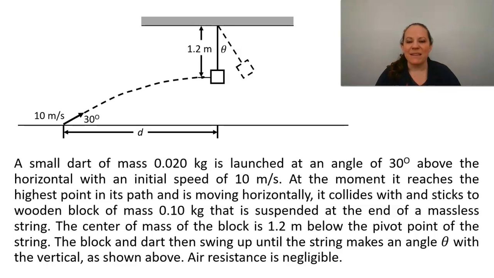A small dart of mass 0.02 kilograms is launched at an angle of 30 degrees above the horizontal with an initial speed of 10 meters per second. At the moment it reaches the highest point in its path and is moving horizontally, it collides with and sticks to a wooden block of mass 0.10 kilograms that is suspended at the end of a massless string. The center of mass of the block is 1.2 meters below the pivot point of the string. The block and dart then swing up until the string makes an angle theta with the vertical. As shown above, air resistance is negligible.